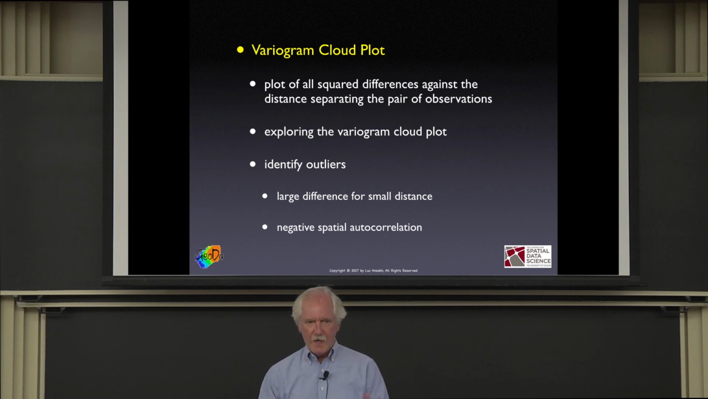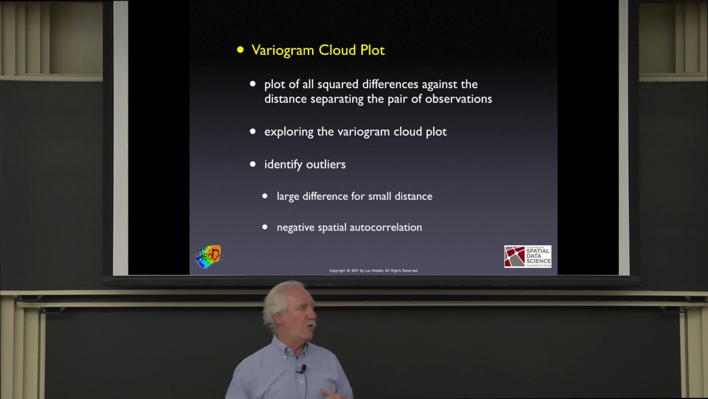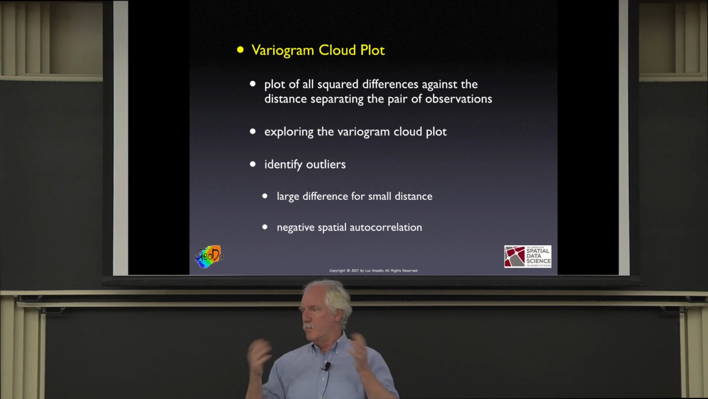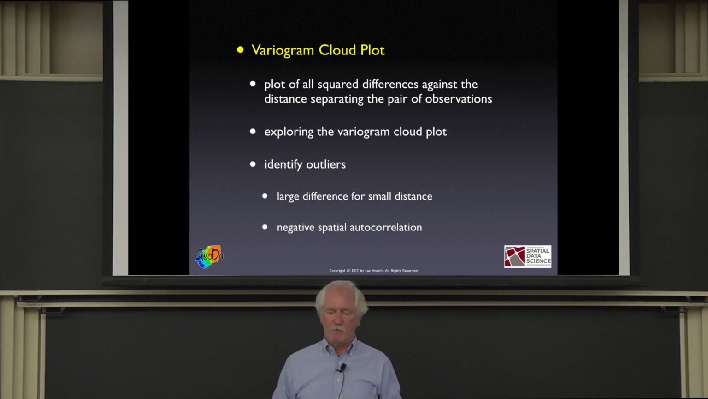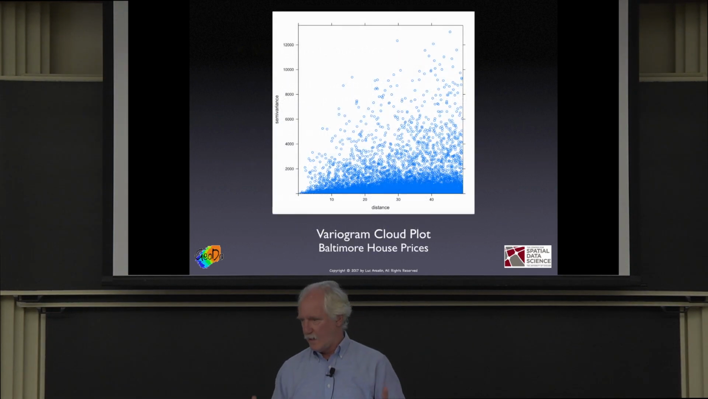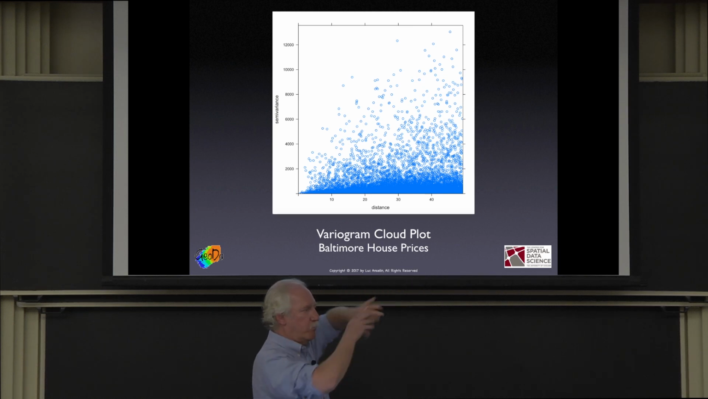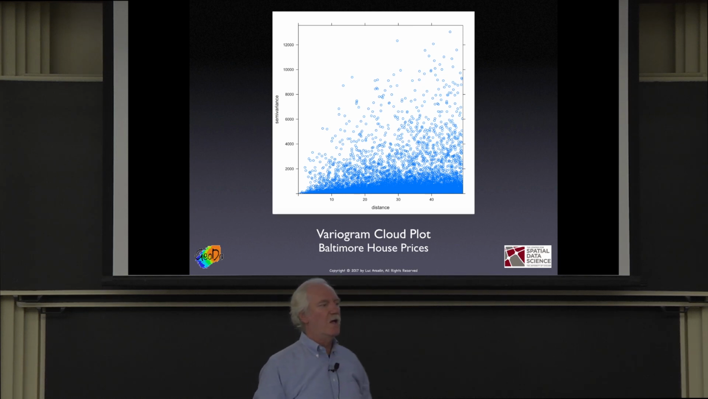So one thing, again, is to throw everything out there. Just like I mentioned for the correlogram, we could have all the pairs, or basically half, because they're symmetric. And then just kind of look at this, right? This is called a variogram cloud plot, and that's what it looks like. It's a mess, right? Because there's so many pairs. Basically, the bottom part is all clogged up. You don't see anything.